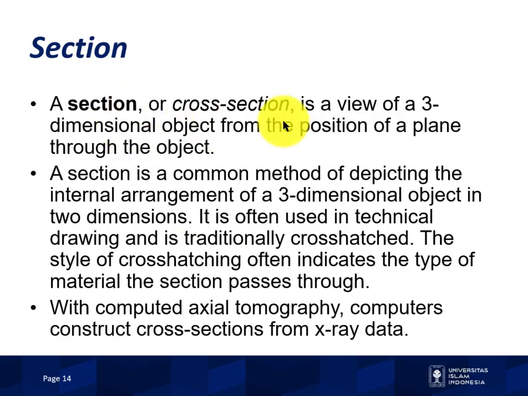A section or cross-section is a view of a three-dimensional object from the position of a plane through the object. A section is a common method of depicting the internal arrangement of a three-dimensional object in two dimensions. It is often used in technical drawings and is traditionally cross-hatched. The style of cross-hatching often indicates the type of material the section passes through. With computed axial tomography, computers construct cross-sections from X-ray data.